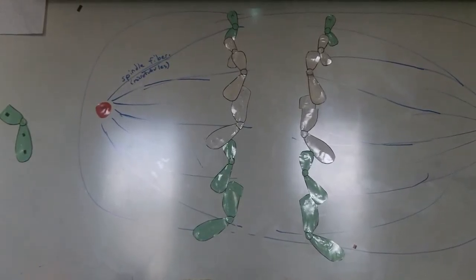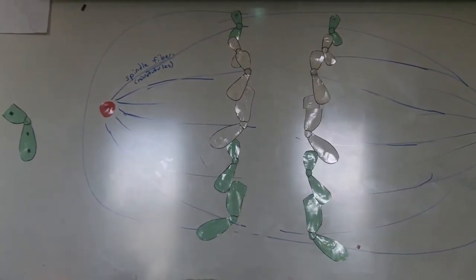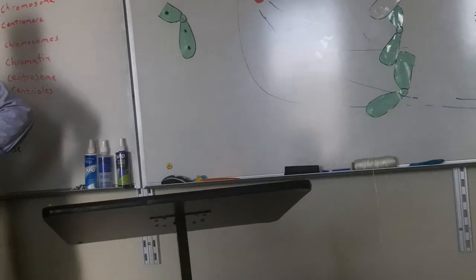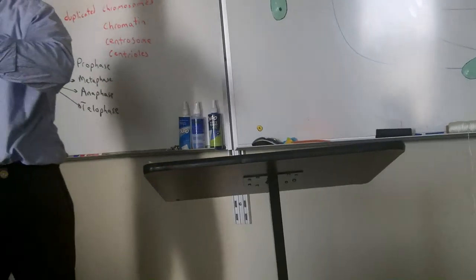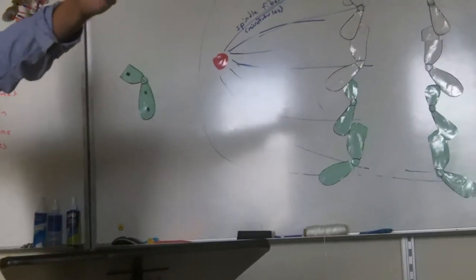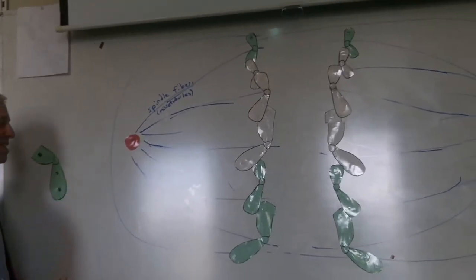Why would they split apart? Why not stay together? Because they need to separate. Nobody wants to stay with me. They need to make two cells. We copied the DNA. We've got to distribute it to either side. It's separating. There you go. We're going to make two cells here.